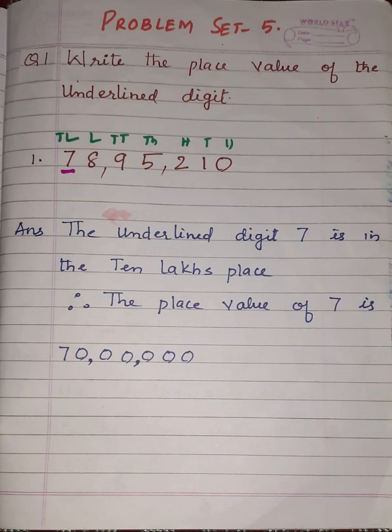Okay, how will you write it in answer format? You will write in the answer: the underlined digit 7 is in the 10 lakhs place. Full stop. Then the next statement would be: therefore the place value of 7 is 70 lakhs. So in this way you have to write this sum in your notebook.